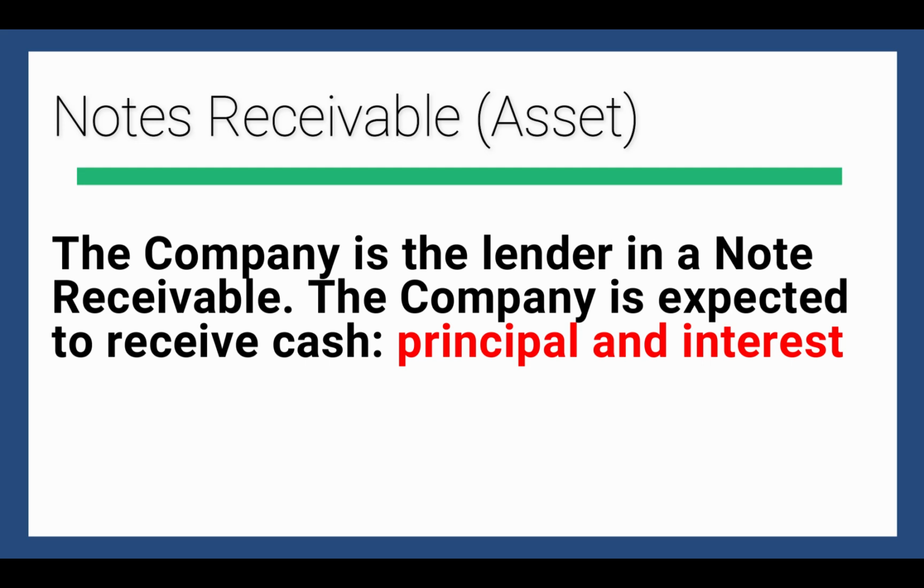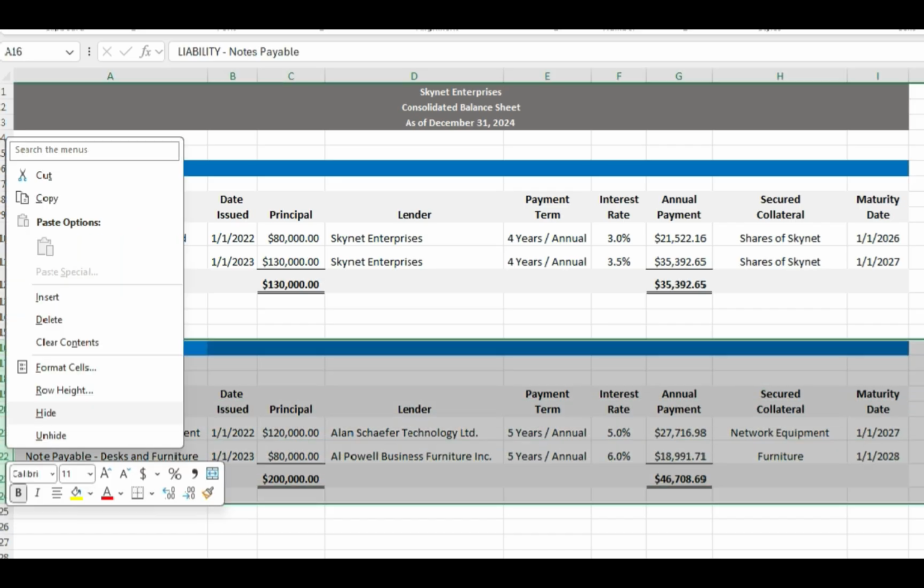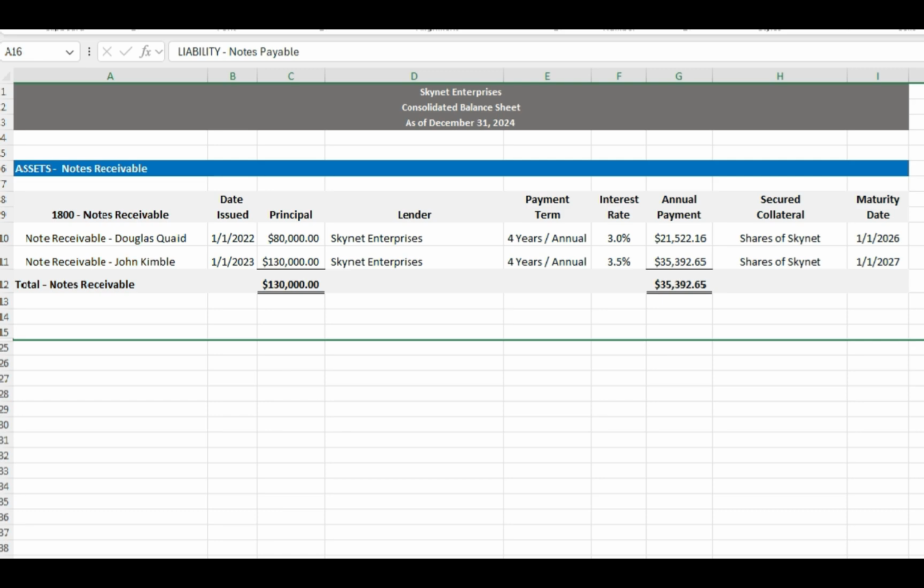So let's take a look at a note receivable on our balance sheet, and let's just go through the motions of what that looks like and how it impacts the balance sheet and how it impacts the income statement. Here I'm going to hide the notes payable. We have two examples of notes receivable.